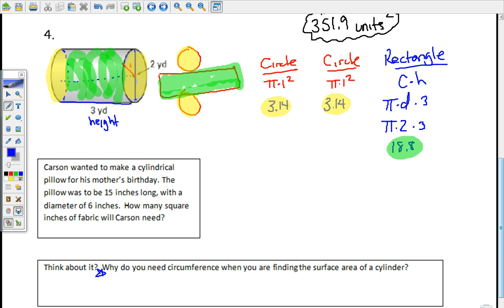So the final answer, when we add up this, and this, 3.14 plus 3.14 plus 18.8 is 25.08. And this time it's yards squared. 25.08.